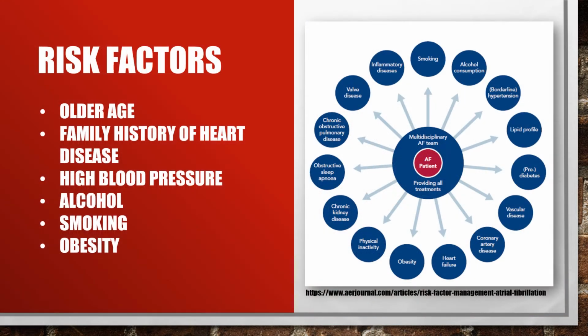As you can see here, there are many risk factors that put you more at risk for AFib. Of course, there are things you can't avoid, such as age and family history. But other things like high blood pressure, alcohol consumption, smoking, and obesity are things that we can control and maintain.